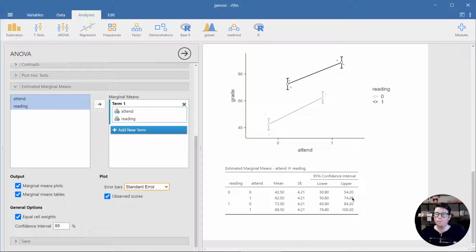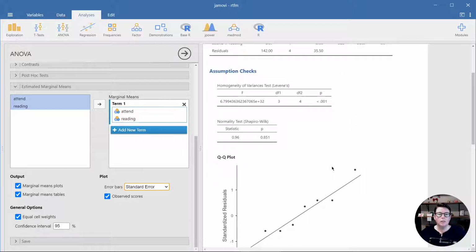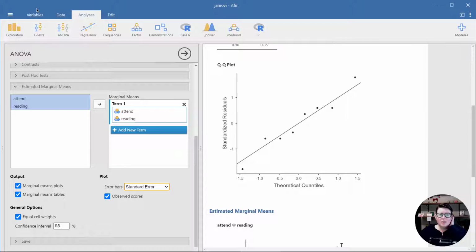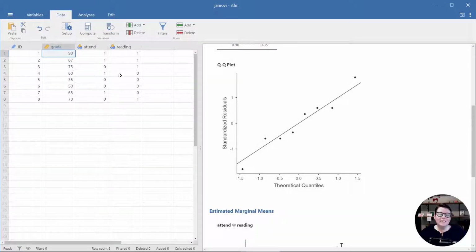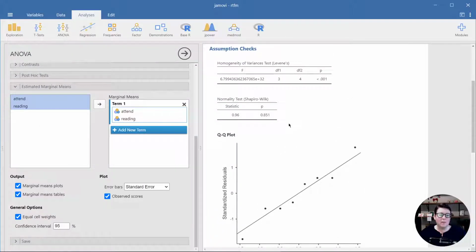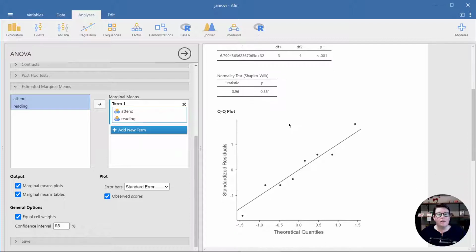Now we can interpret. First, we need to look at our assumptions. So Levene's test, significant. We actually don't meet the assumption of homogeneity of variance. So we probably should be doing a non-parametric thing or trying to clean this up. But we also have 8 data points. That's not very much. There's not much to work with. So we're just not going to worry about it right now. But in reality, we should have a lot more data, particularly because we have a lot of error around the data.